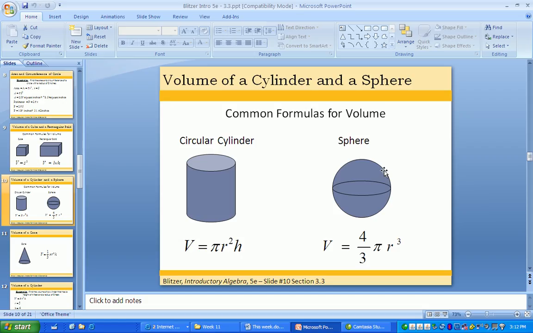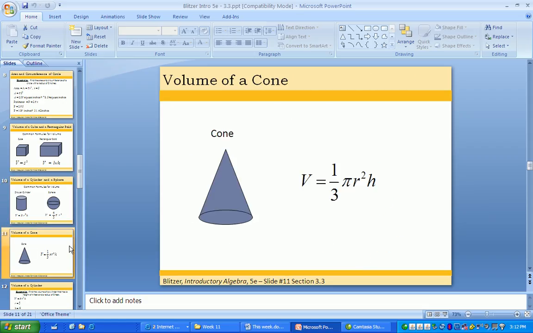So this one's a little tricky. The next one we're going to do is the volume of a cone. This one's also a little tricky. It's 1/3 pi r squared times h, where h is going to be the height from the bottom all the way to the tip, and r is going to be the radius of the base.